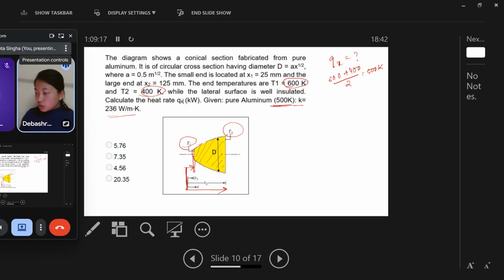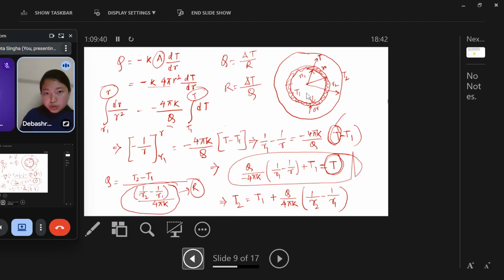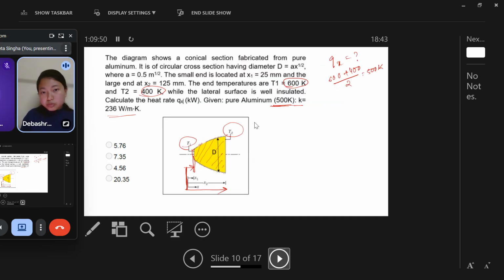Okay, so how do we proceed with this? Just like we solved for the spherical system, where we did a small derivation and found Q, the heat rate for the spherical system, in this case also, it is not a sphere, it is just some conical section, but you have to calculate the same way. So Q is equal to minus K A dT by dx.